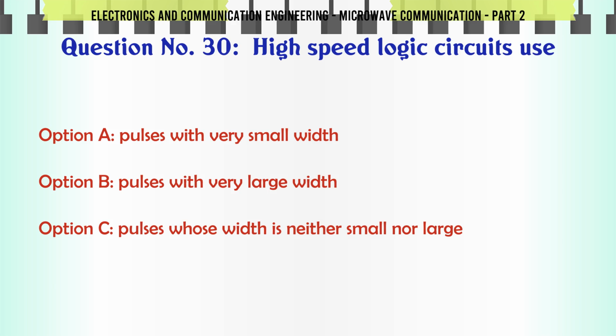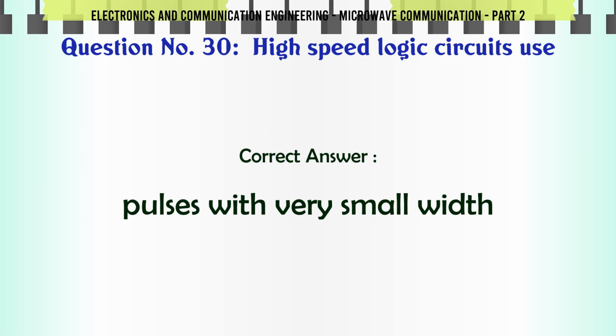High-speed logic circuits use: A. pulses with very small width, B. pulses with very large width, C. pulses whose width is neither small nor large, D. either B or C. The correct answer is pulses with very small width.